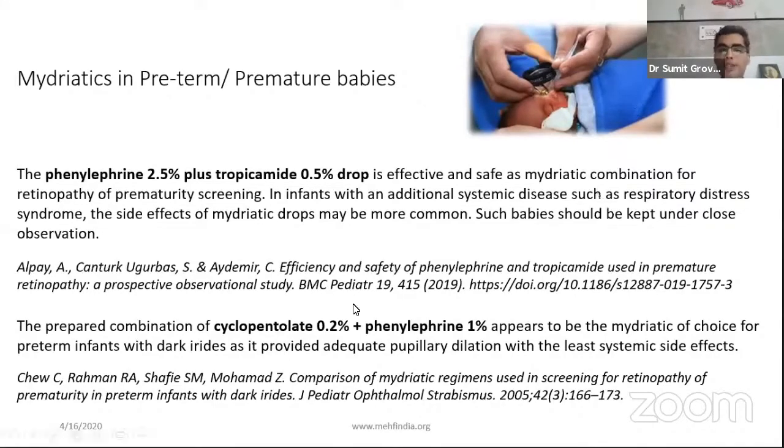Another prepared combination is cyclopentolate 0.2% and phenylephrine 1%. And they say that it appears to be the mydriatic of choice for preterm infants with dark iris. But it is not feasible because this combination is not commercially available. So focus yourself on this phenylephrine 2.5% with tropicamide 0.5% drop.